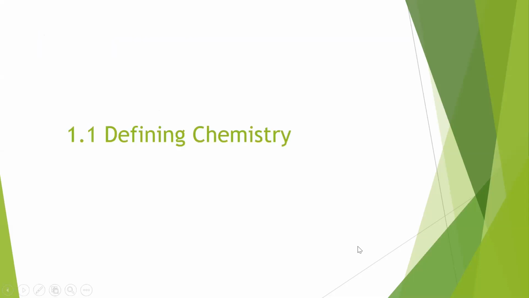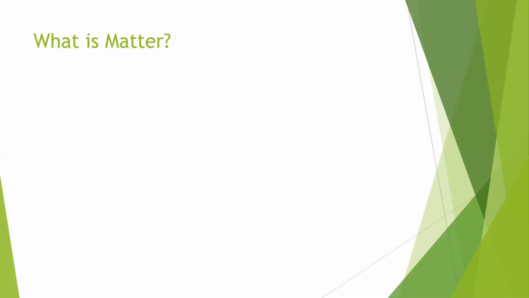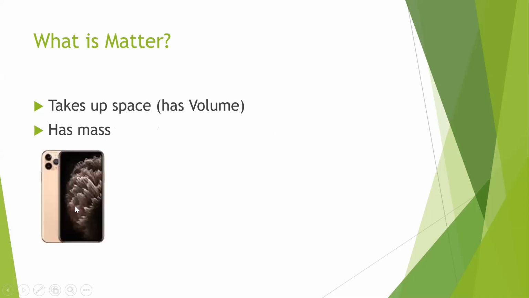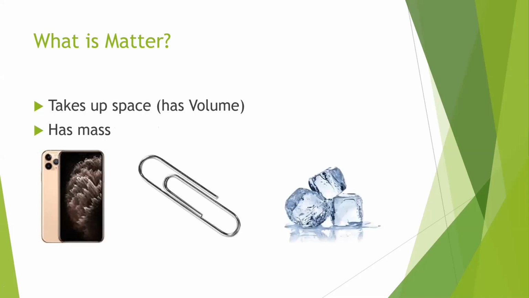So let's start. Defining chemistry. Before we can define what chemistry is, we need to understand what matter is. So what is matter? Matter is anything that takes up space and has mass. Some examples of matter are an iPhone. It takes up space and has mass. A paperclip, although the mass is really small, it still takes up space and has mass. And even ice. So matter is basically anything you can touch in this world.